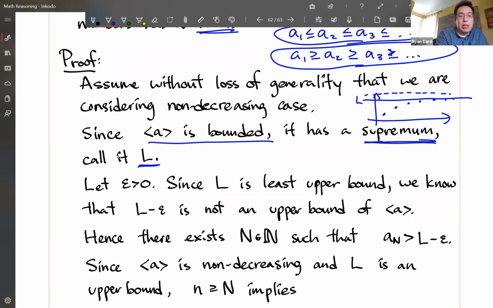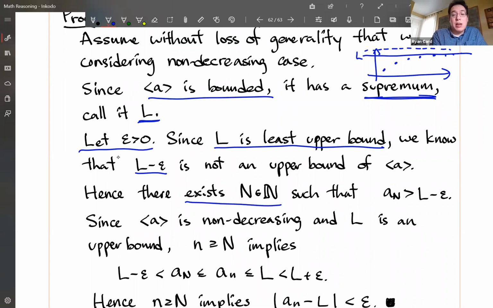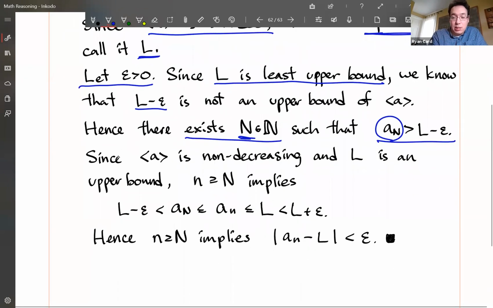Every time I want to show that something is a limit, we start with: let epsilon be greater than 0. Since L is the least upper bound, we know that L minus epsilon is not an upper bound, right? Because any number that's smaller is not an upper bound anymore. So if it's not an upper bound, that means there exists an N such that some number in the sequence is larger than the number that's not an upper bound. So A sub capital N is greater than L minus epsilon. Now I claim that this N will show that we're within epsilon of the limit.